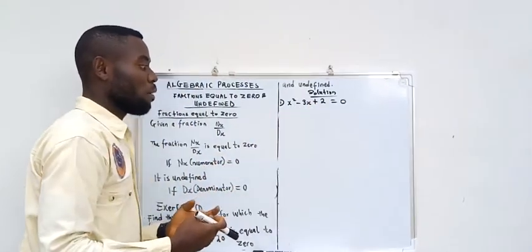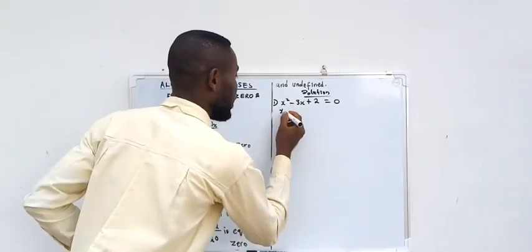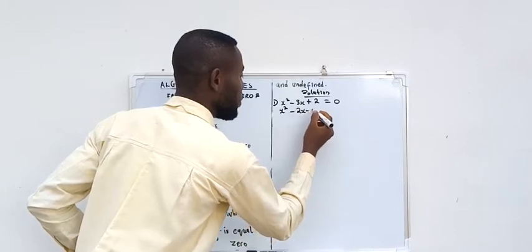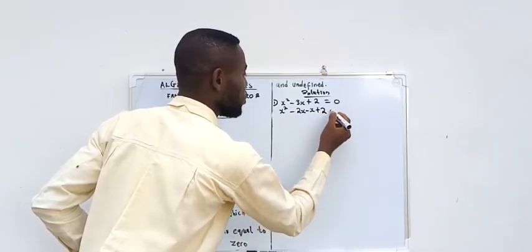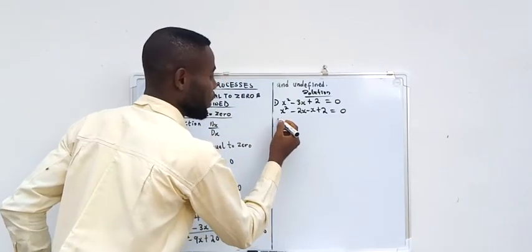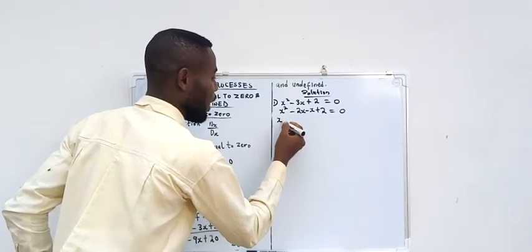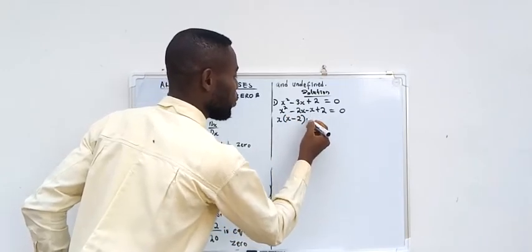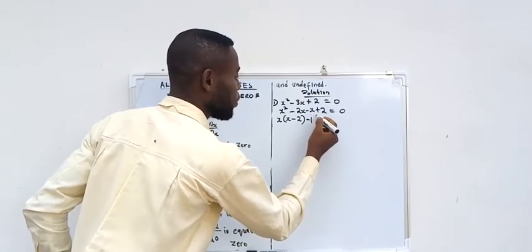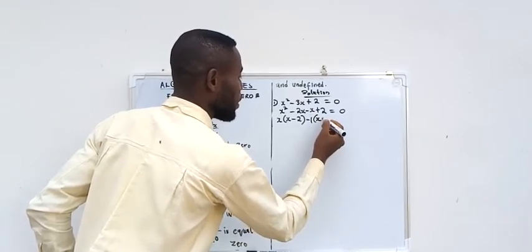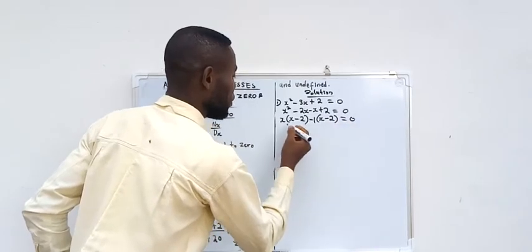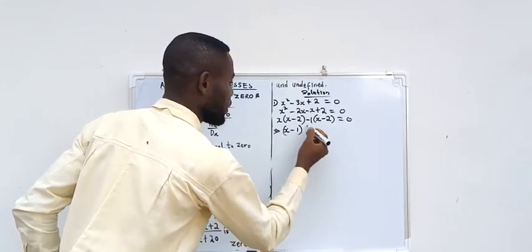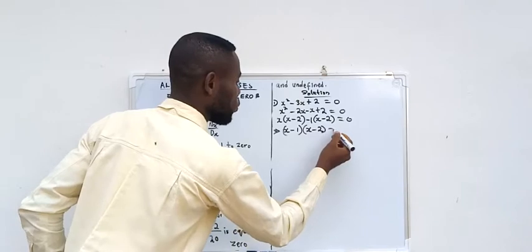The factors will be x squared minus 2x minus x plus 2 equal to 0. By factorization, this and this, x is common, so we have x times (x minus 2). Here we have minus 1 as the common factor, times (x minus 2), equal to 0. We pick this and this: (x minus 1)(x minus 2) equal to 0.